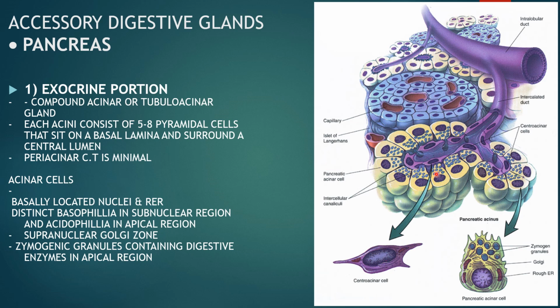So the exocrine portion of the pancreas is formed by compound tubuloacinar glands. Each gland consists of pyramidal shaped cells. These cells have a broad base and a narrow apical surface. You can see the section of the pancreatic acinar cell. Here you can see the basally located nucleus in the pancreatic acinar cells, and in addition to this, a large number of rough endoplasmic reticulum and free ribosomes are present in this basal area, which gives the basal area strong basophilia, which is also called the ergastoplasm.